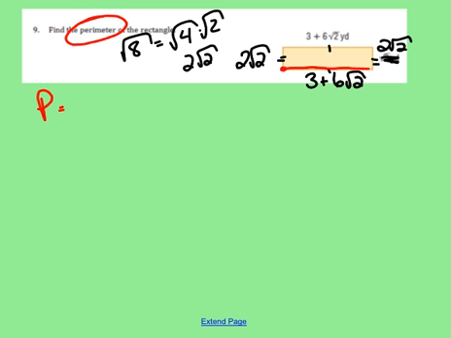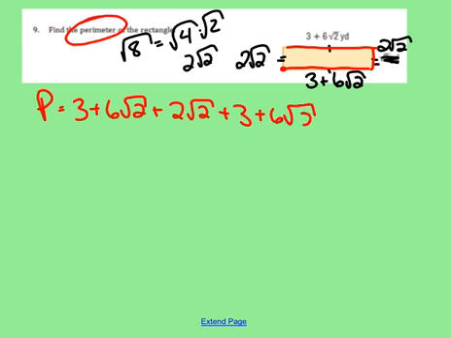So 3 square root 3 plus 6 square root 2 plus 2 square root 2 plus another 3 plus 6 square root 2 plus 2 square root 2. So now I went all the way around the figure. Now we get to combine like terms.